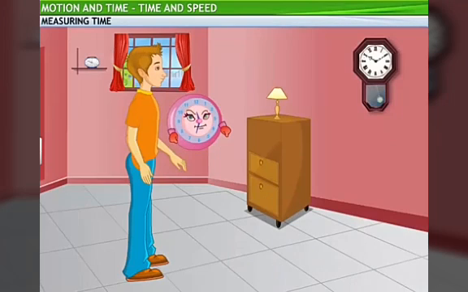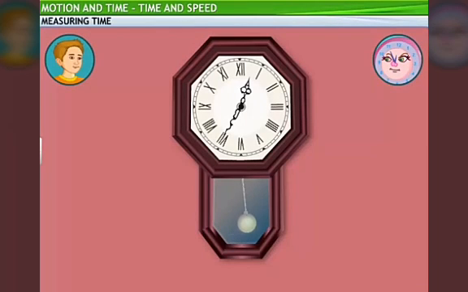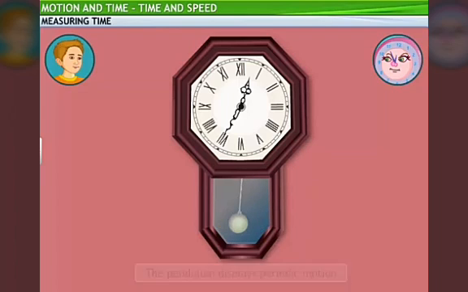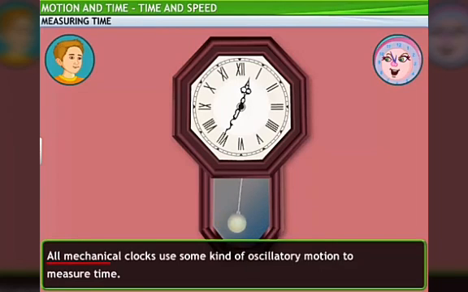Here, I'll show you a different type of a clock. Isn't this beautiful? That's a simple pendulum clock. This clock shows time based on the motion of the pendulum. I can see that. The pendulum displays periodic motion. Right. You can see that the pendulum of the clock is oscillating. In fact, all mechanical clocks use some kind of oscillatory motion to measure time.